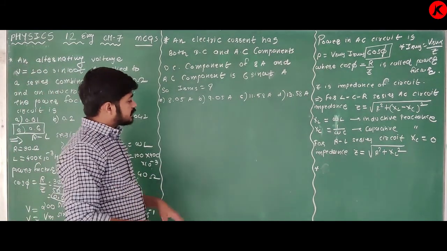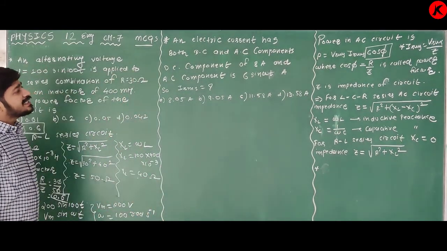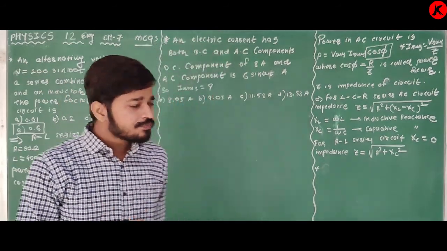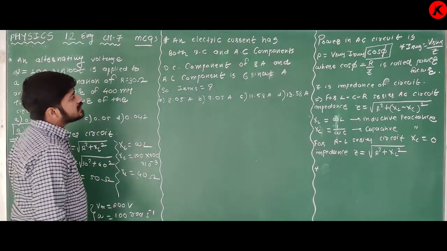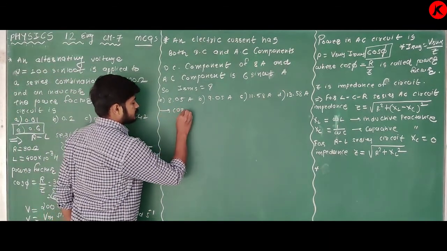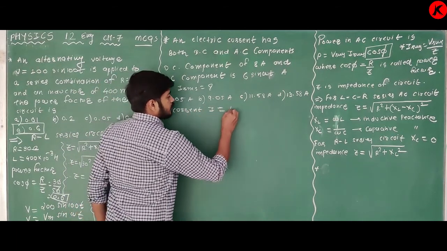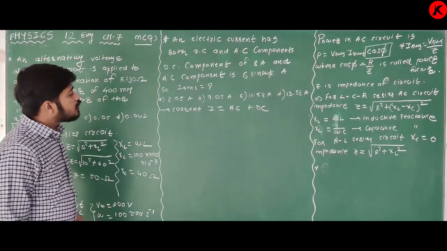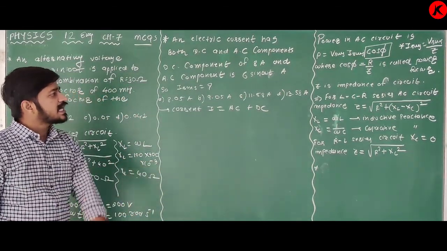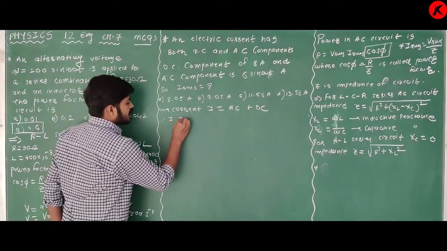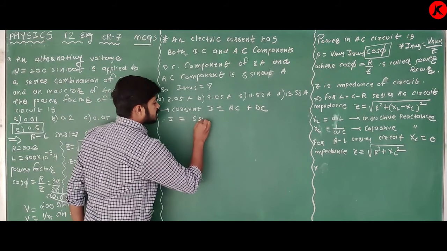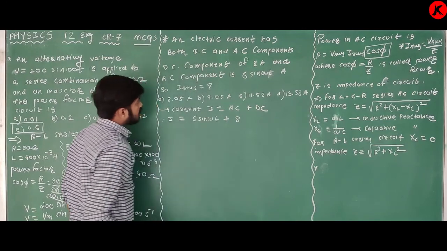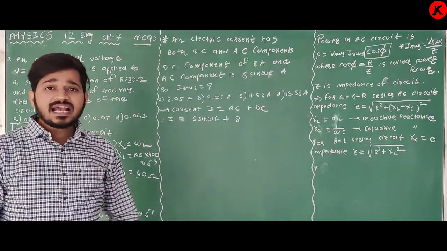Next question. See here, an alternating current has both DC and AC components. Components means you have to add them. So an electric current has both DC and AC components, means current I is equal to AC plus DC. DC component of 8 ampere and AC component of 6 sin omega t. So I can write I is equal to 6 sin omega t plus 8. You have to find Irms.